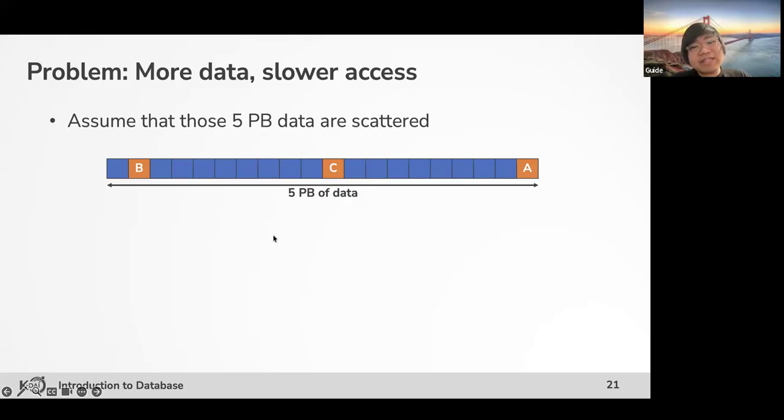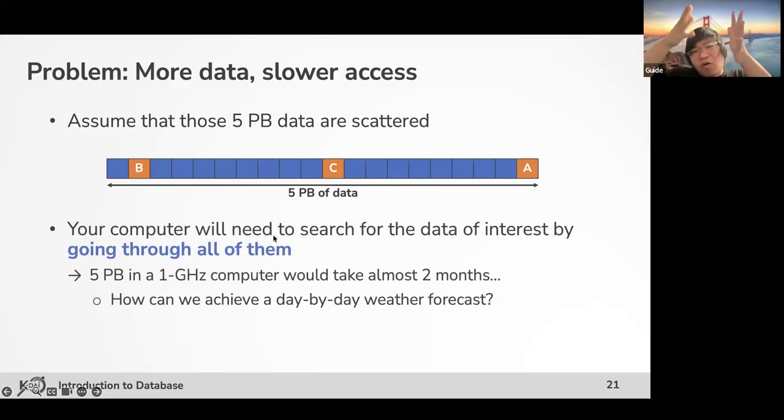Okay, at least you only need to have maybe data of a month before, and that's it. You don't need the entire 5 petabytes. But if the data is scattered around, you still need to search for all of them, right? In order to get all the data in the period of interest, you still need to go through all of them.